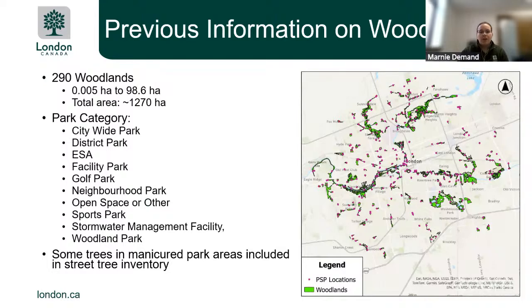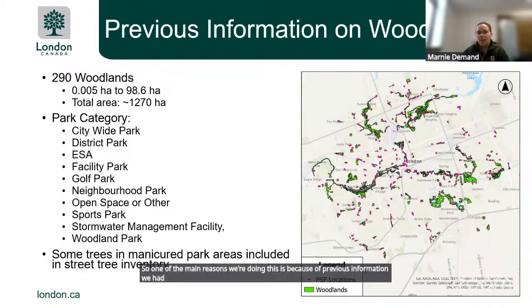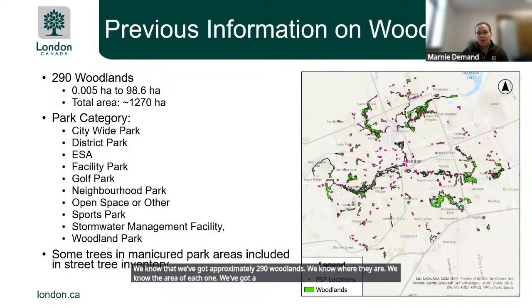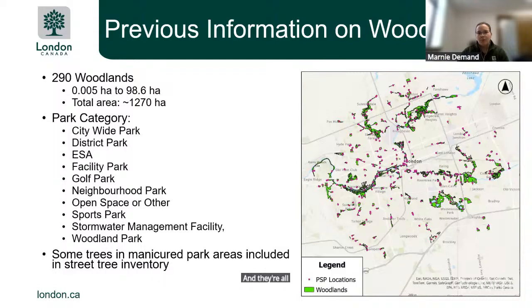One of the main reasons we're doing this is because the previous information we had on the city woodlands was quite limited. We know that we've got approximately 290 woodlands. We know where they are. We know the area of each one. We've got a shapefile with their locations on it. And they're all classified based off of the type of park that they're in. There's a list of park types on the slide, including woodland park. However, according to the information we have in our system, only 17 of these woodlands are in woodland parks. So we know that we need more information.